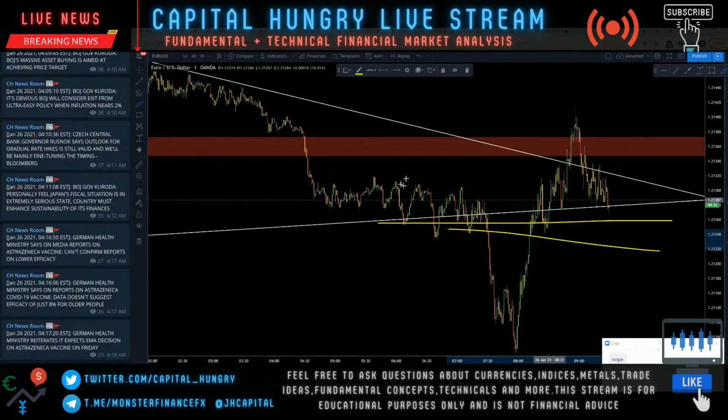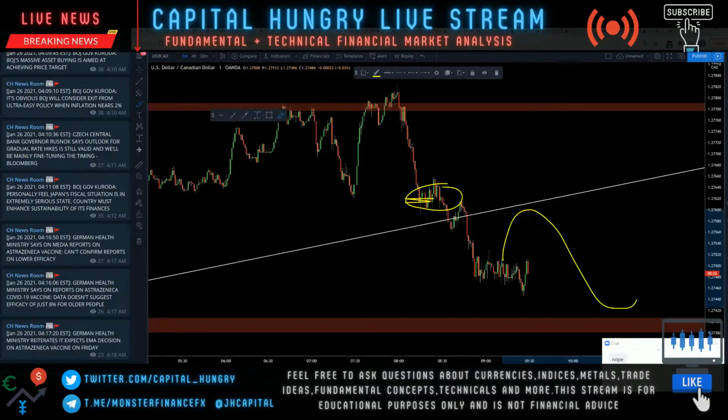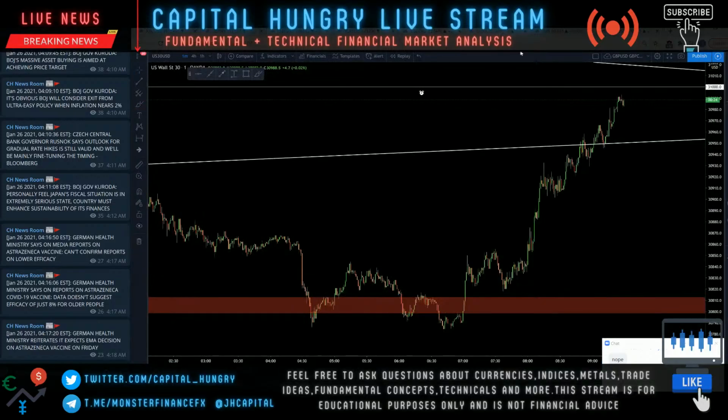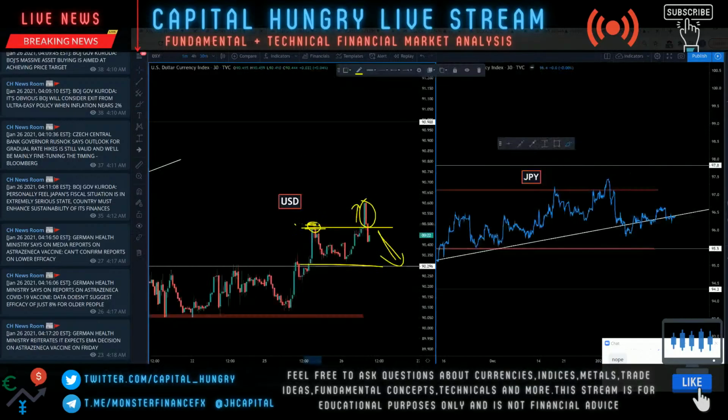No, EU's just in a messy lower time frame range between these candle body highs and lows. Nothing significant yet. US30 though starting to potentially break above 31k. Dollar's just messing about now.